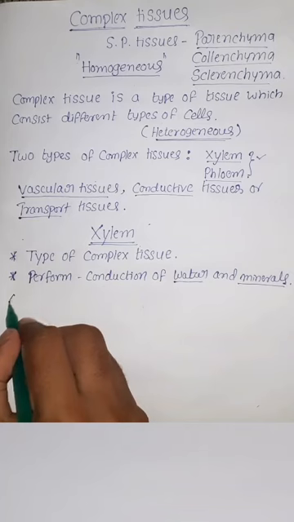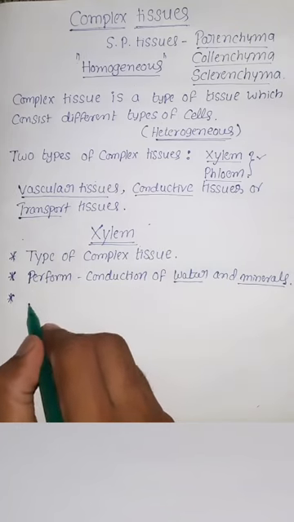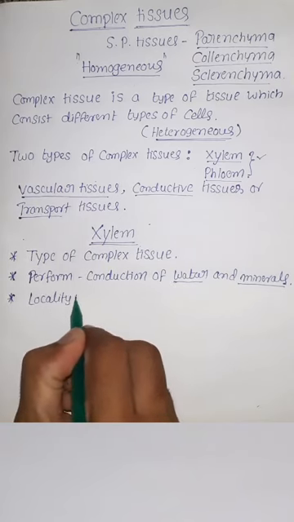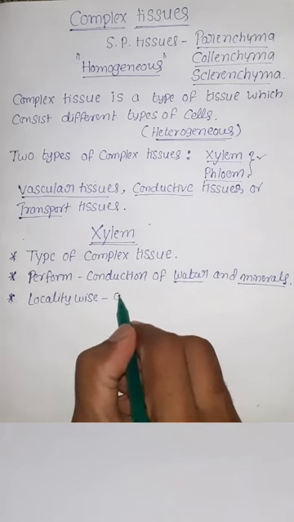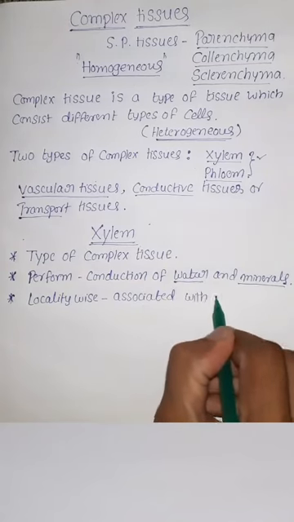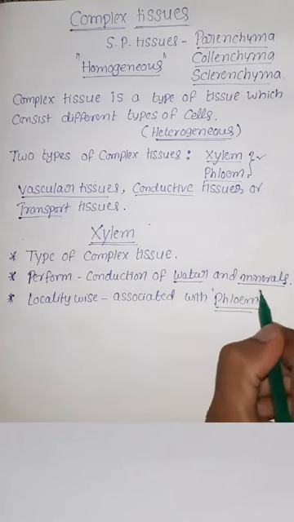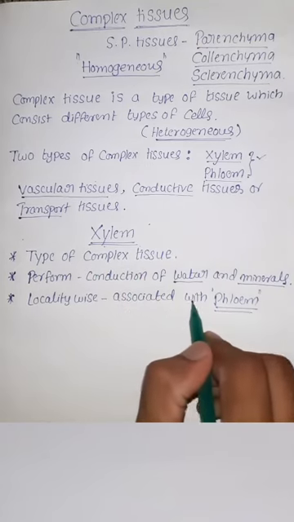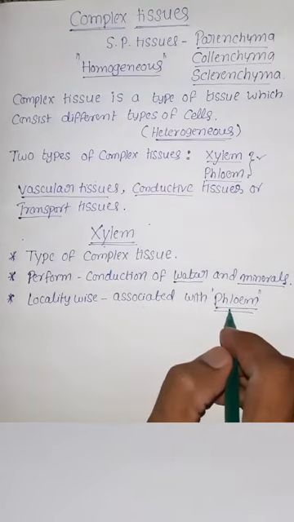Next, it is spatially associated with, always associated with phloem. Phloem is another type of complex tissue. Xylem is always spatially associated with phloem, means they are always placed together in plants.